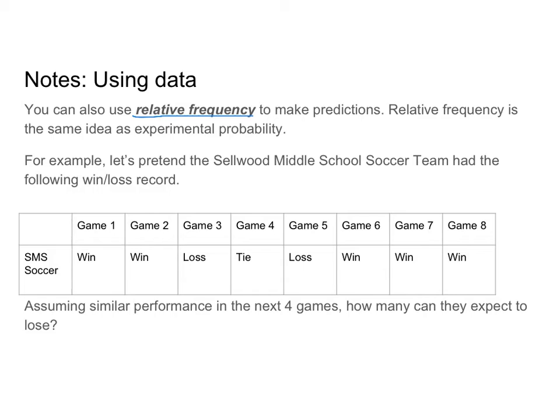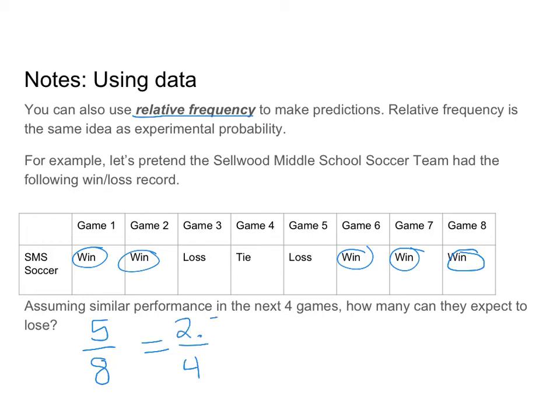All right, so first let's see what percent of the games they won, or what fraction of the games they won. So we had 1, 2, 3, 4, 5 wins out of 8 games total. So they're winning 5 out of every 8 games. So in the next 4 games, if they perform similarly, we would expect them to win about 2.5 of them. So we can see this is true because I'm just reducing that fraction, right? Dividing by 2, dividing by 2. So they would win 2 or 3 of the next 4 games.